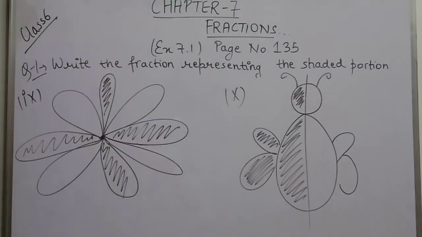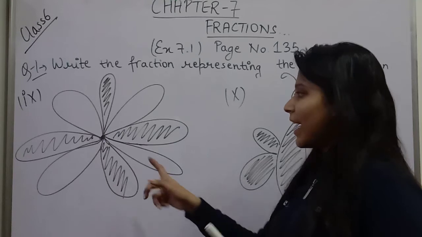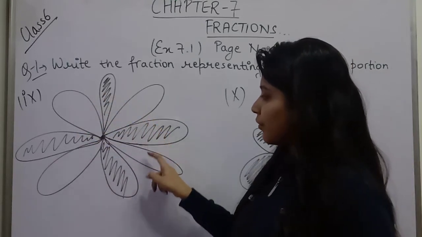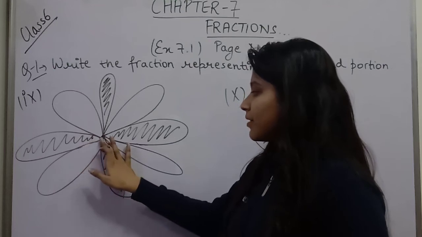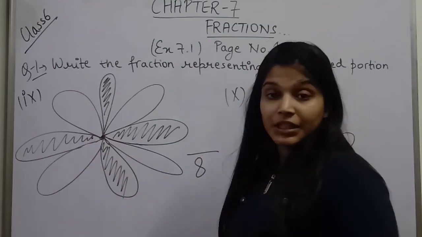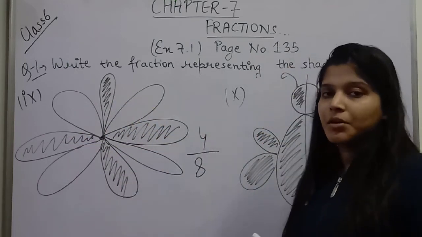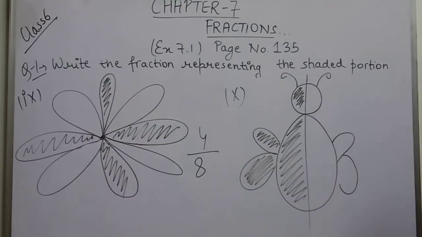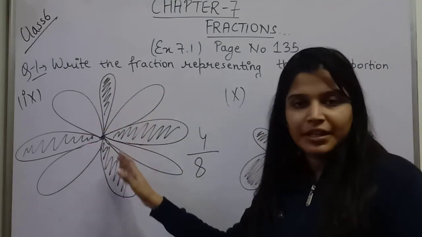Now talking about the 9th part, let's count the total number of leaves that we have. 1, 2, 3, 4, 5, 6, 7 and 8. There are 8 leaves in total. How many are shaded? Let's first write the total, upon 8. How many are shaded? 1, 2, 3, 4. So 4 upon 8 is the required fraction. Very easy: just count the total number of parts and then take the shaded ones.